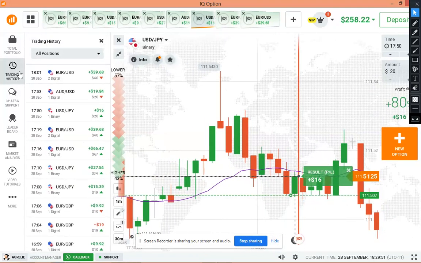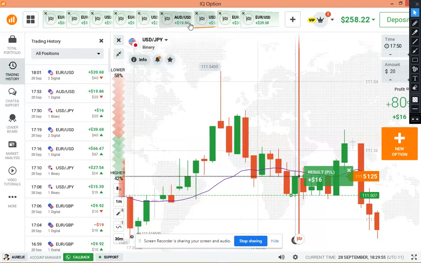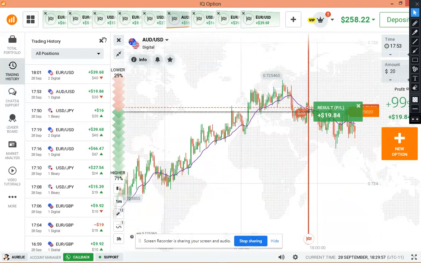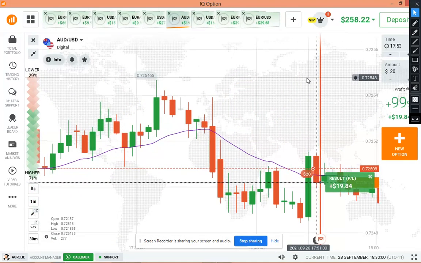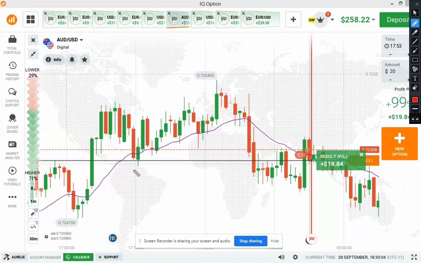So the next trade was AUD USD. I think this one, yes. Okay, AUD USD, same thing. Because this is a brick wall zone, I draw a zone here, and this candle closed inside the zone. So I decided to go with sellers on the next candle. That is why I place a put option here. So there's no need for me to explain much detail.